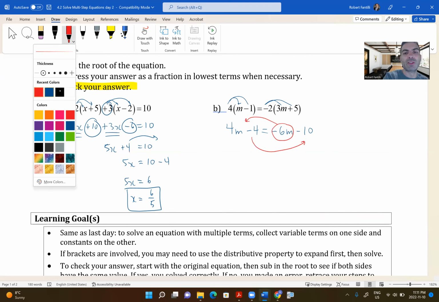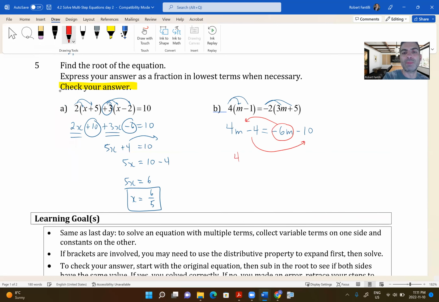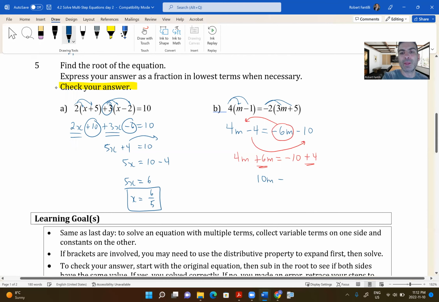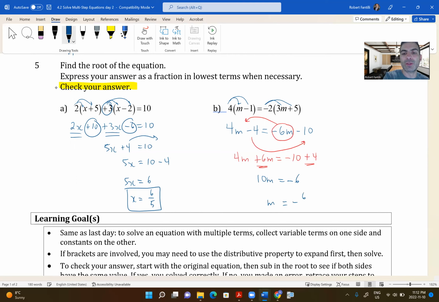So what that looks like, to show my work, I'm going to have 4m plus 6m equals negative 10 plus 4. So you notice the plus 4 and the plus 6, those switch teams and they change their sign. I'm showing my work so someone could follow my steps. That becomes 10m equals negative 6. Divide both sides by 10. m equals negative 6 over 10.